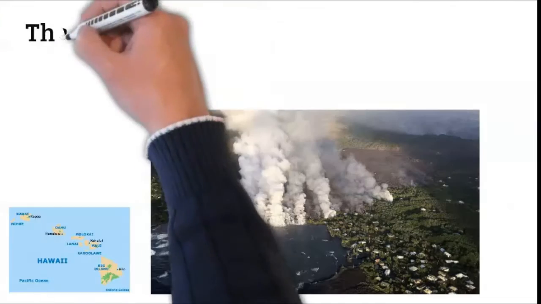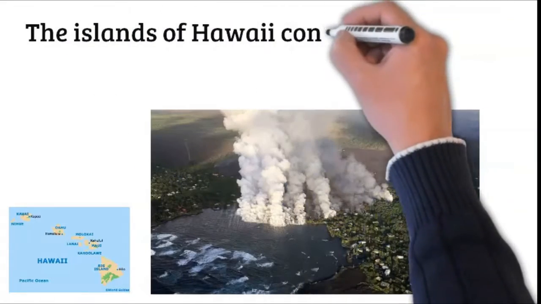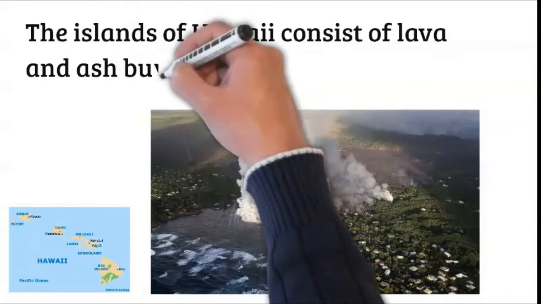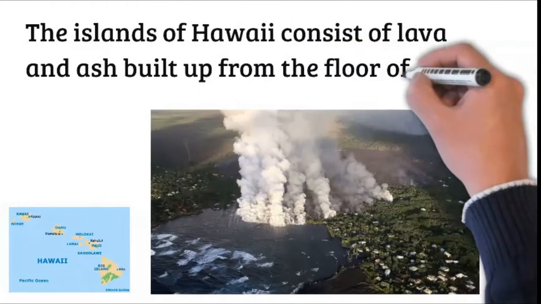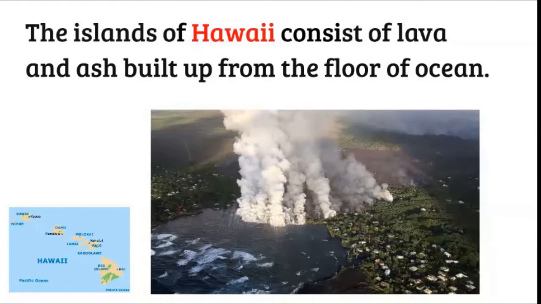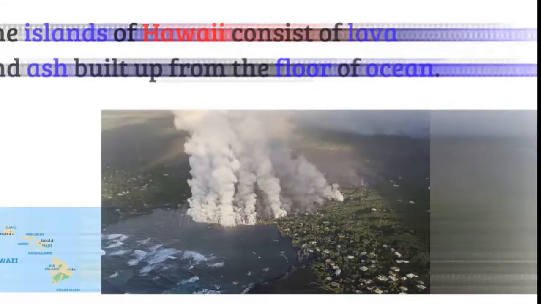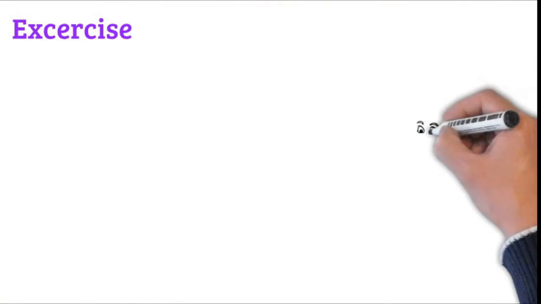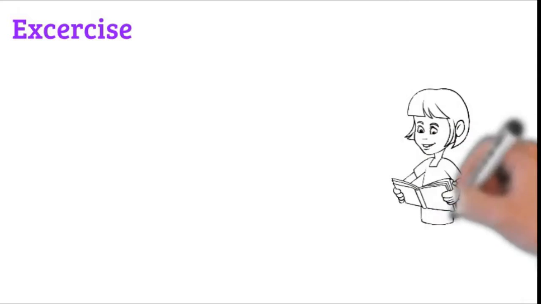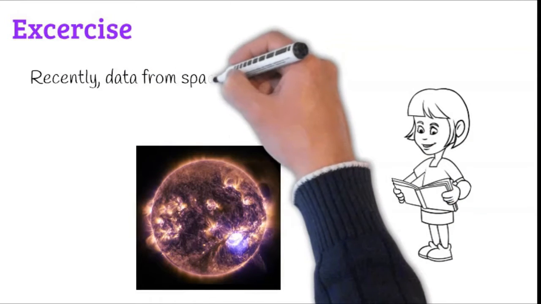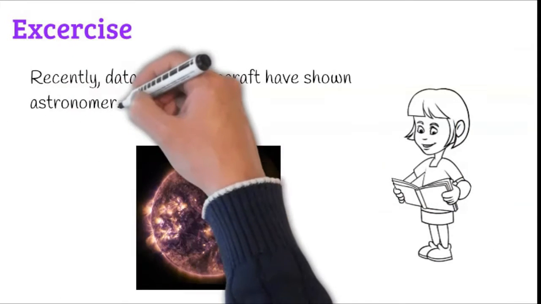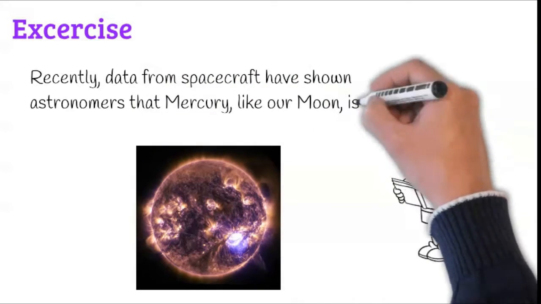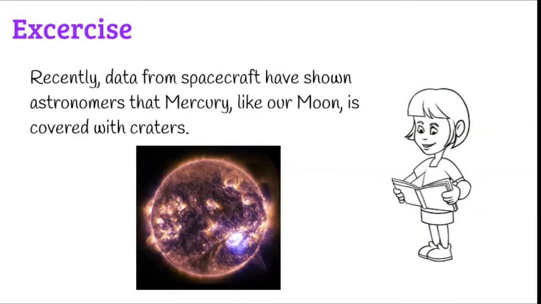For example, the islands of Hawaii consist of lava and ash built up from the floor of ocean. Here, Hawaii is the proper noun and nouns like islands, lava, ash, floor, and ocean are common nouns. Identify the noun in the sentence and comment the answer below. Recently, data from spacecraft have shown astronomers that Mercury, like our moon, is covered with craters.